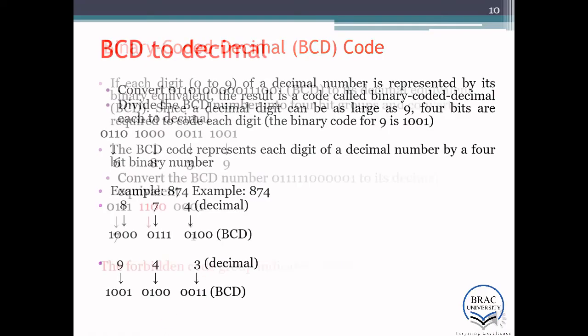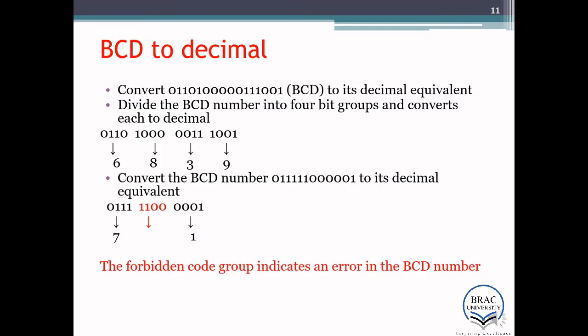BCD to decimal. Convert this BCD to its decimal equivalent. To do so, divide the BCD number into 4-bit groups and convert each to decimal. So take this 4-bit group and the next 4-bit group, and the next, and the next. Write the equivalent decimal number. So this is 9386. This is the BCD equivalent binary number.